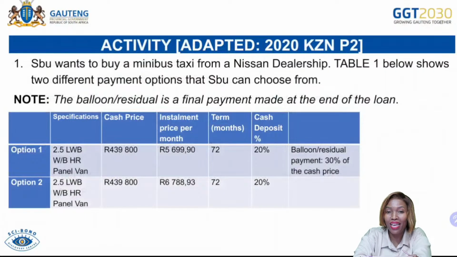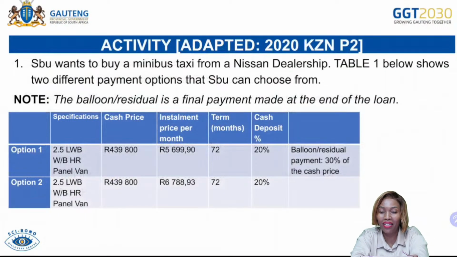Now, let's go to the activities. We've been having a lot of discussions on this matter of loans and investments. So, number one, Sbu wants to buy a minibus taxi from a Nissan dealership. The table below shows two different payment options that Sbu can choose from. Note, a balloon or a residual is the final payment made at the end of the loan.